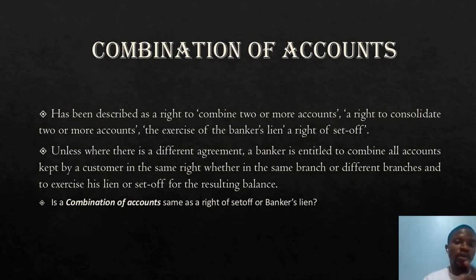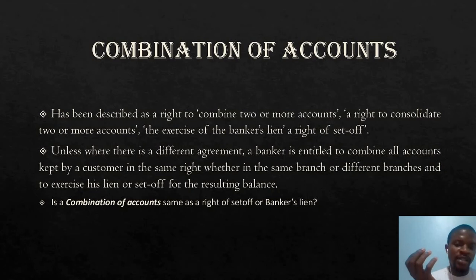Now, you must know that combination of account is different from combined accounts. The legal term combination of account refers to a process by which a banker is able to combine all accounts kept by a particular customer in the same right, whether in the same branch or in different branches, and this same banker has the right to exercise a lien or set-off for the balance that remains. So what does that mean?